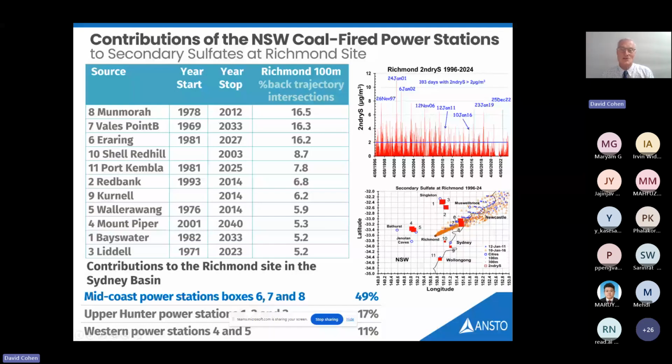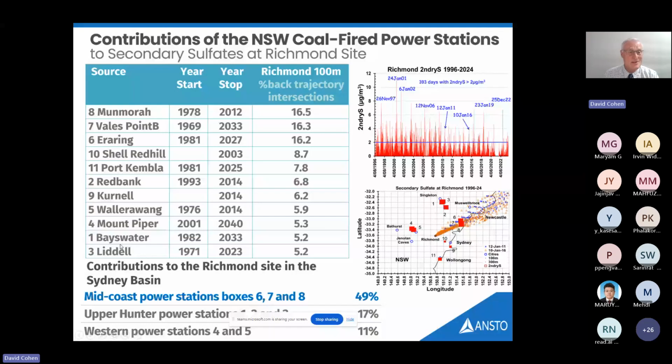Again, we look at the secondary sulfate measurement, which we get from sulfur and ammonia. It's ammonium sulfate. So we measure nitrogen, hydrogen, and sulfur. And we put here a line, there's 393 days with the secondary sulfate greater than 2 micrograms. So where do all these days where the sulfate is high come from? And we've got the power stations here. So we go away and we have a look.